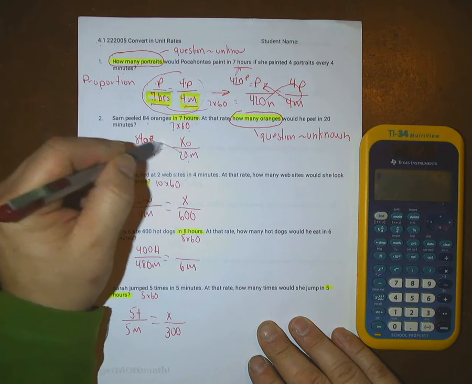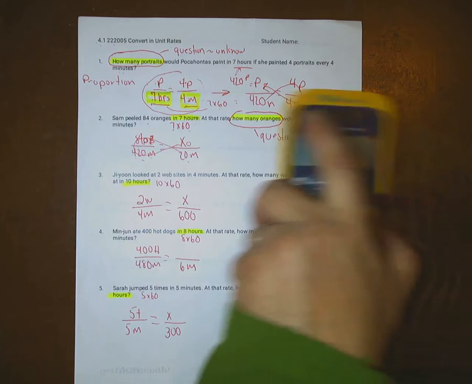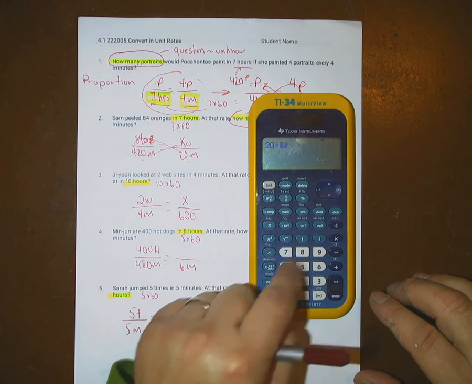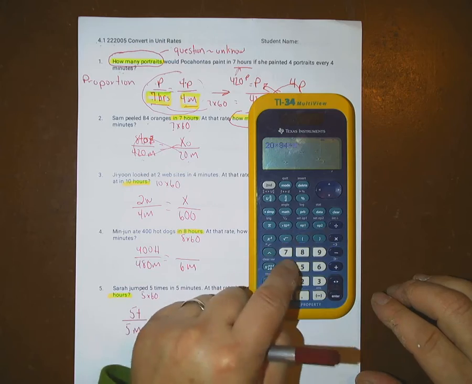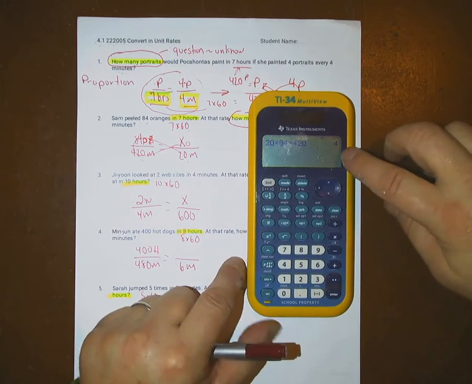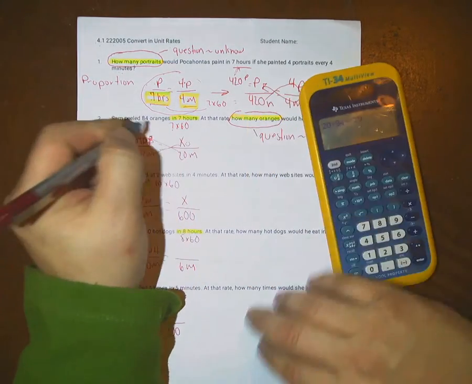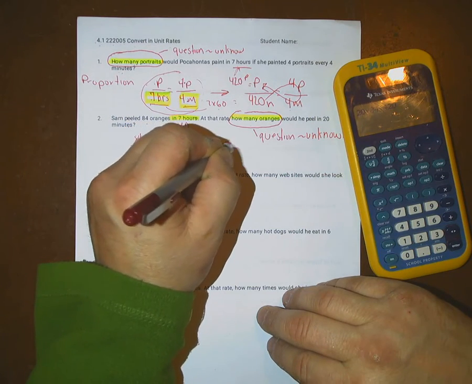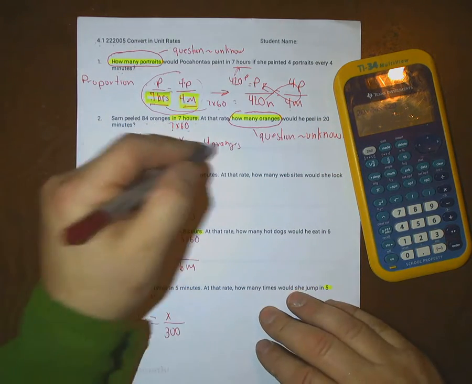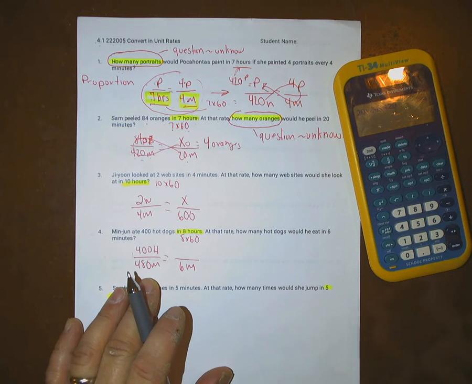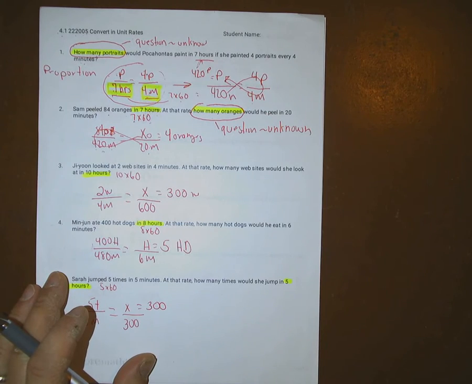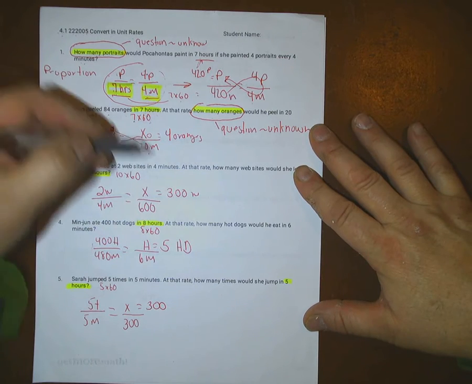So I'm going to do my fish method, cross multiply and divide. I would take my calculator and I would do 20 times 84 divided by 420. And it tells me that that person could peel 4 oranges in 20 minutes. That rate is the same. So from this point on, the setup is the same.